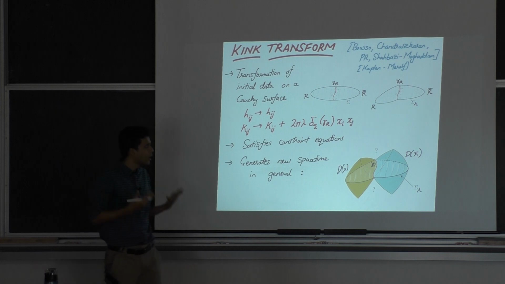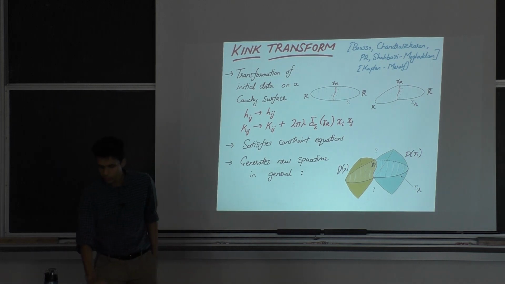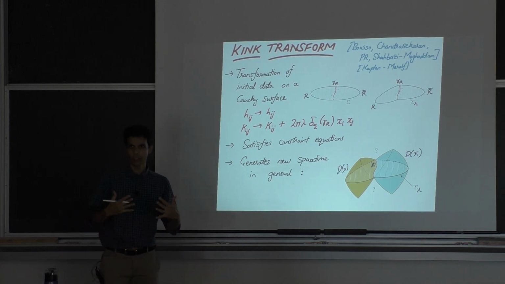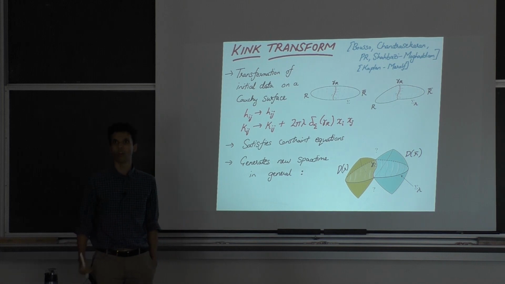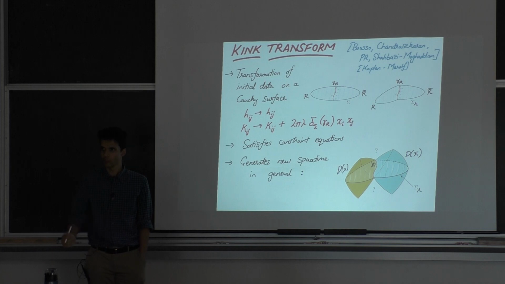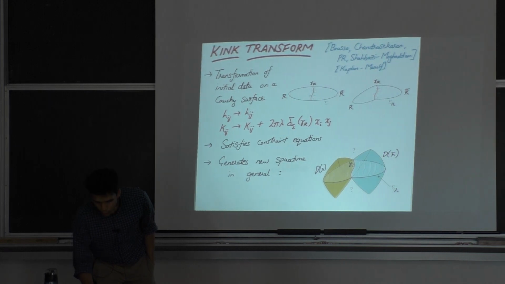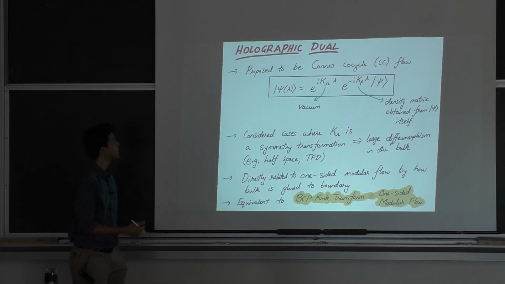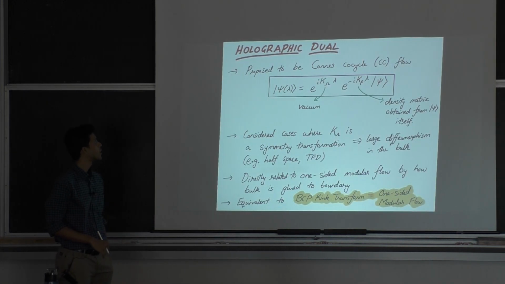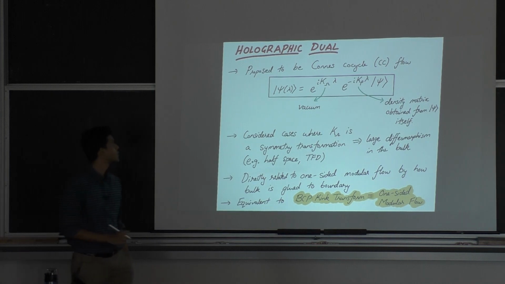In general, it's hard to solve. There's no easy way to figure out what the geometries look like in the future and the past, but it at least gives you an in-principle initial value problem that is well posed, and you can solve for this new geometry. So this is an easy transformation which generates new solutions. Okay. So we were interested in understanding the holographic dual to this transformation.